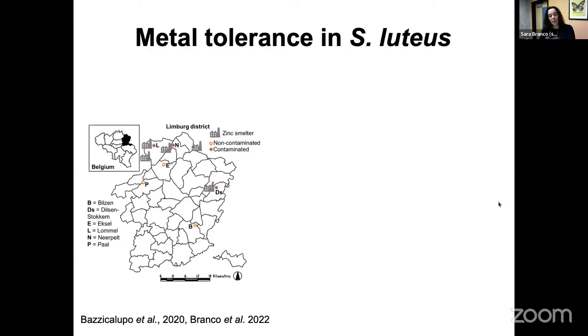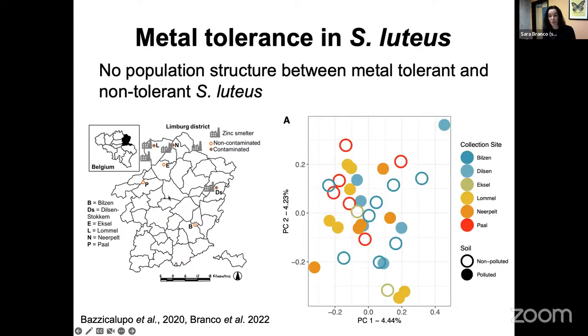And so basically what we did is that we gathered individuals from several areas in Belgium, in the Limburg district. We had three sites that are close to zinc smelters that are now decommissioned, and three sites that are clean. We got the genome sequences, aligned them to the reference genome, and called SNPs, single nucleotide polymorphisms, to try to understand the differences across them. And the first result we got was that there is no population structure between metal tolerant and non-tolerant Suillus luteus, which was very surprising. And again, it showed me humility in how I am very often wrong in my hypotheses.